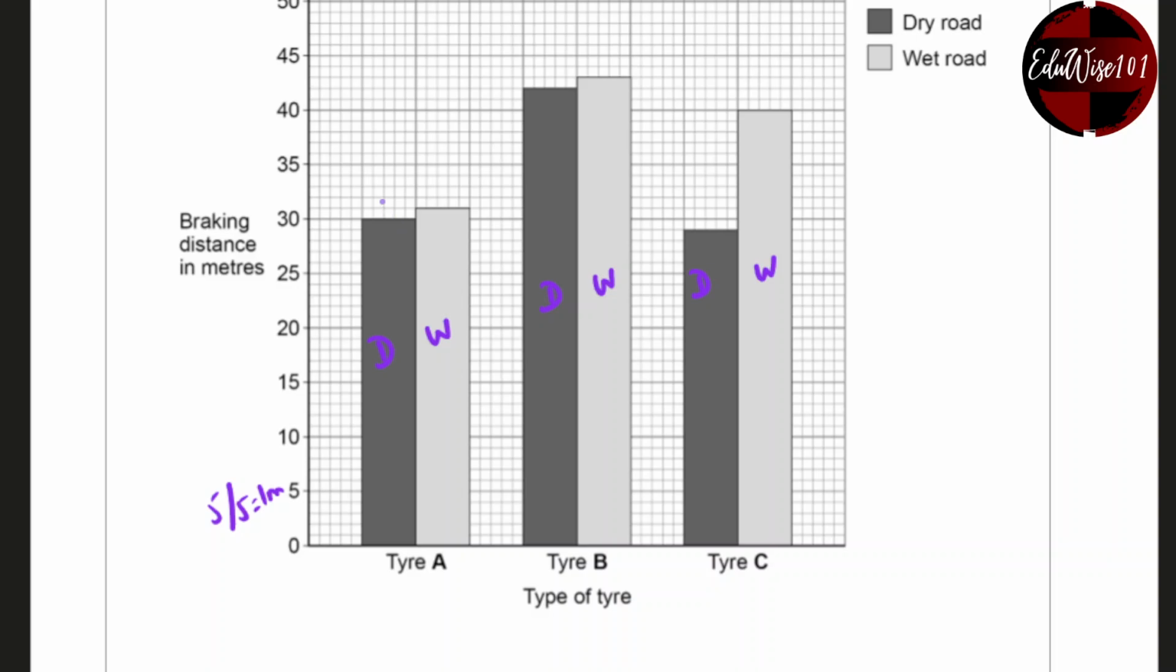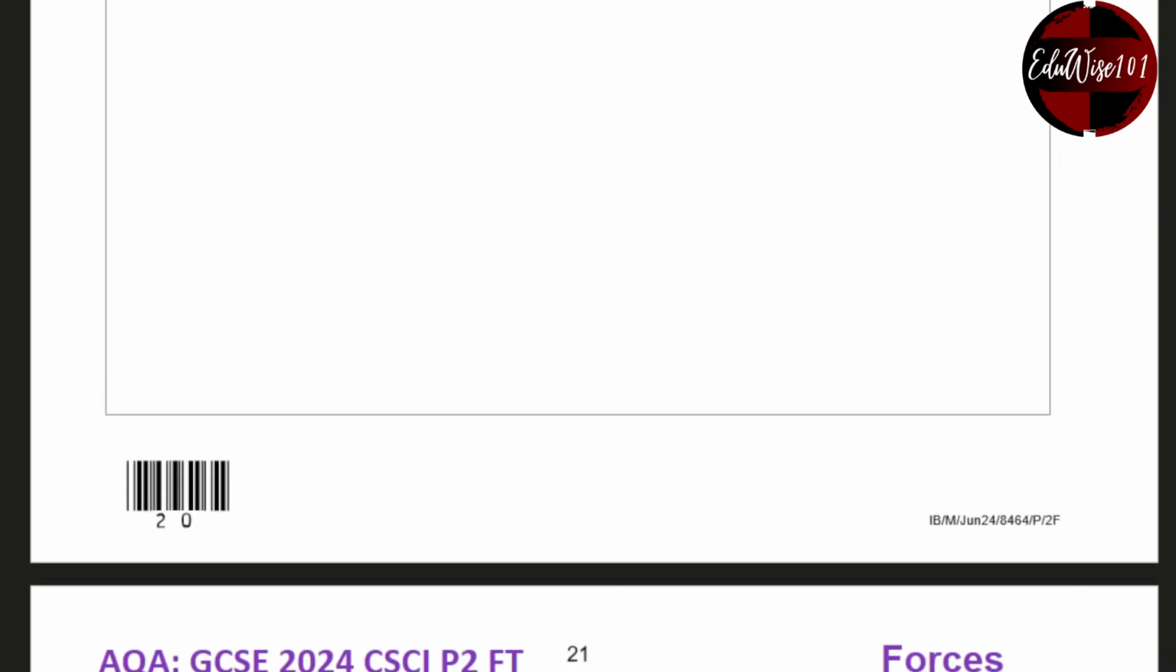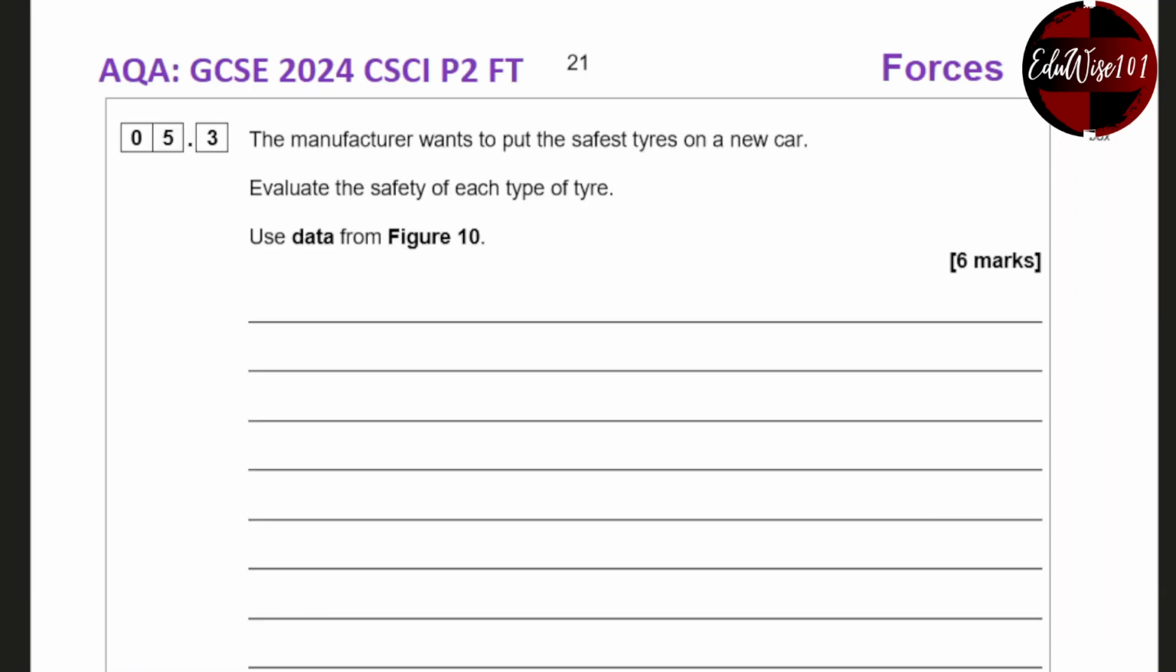So this is 30, 31 meters, 43 meters, 44, that's 40, hold on, this is 42, 43 meters, and this is 29, and this is 40, right? So let's have a look at the question.